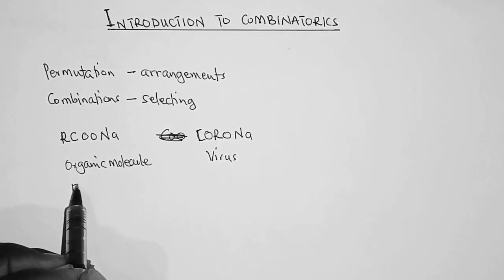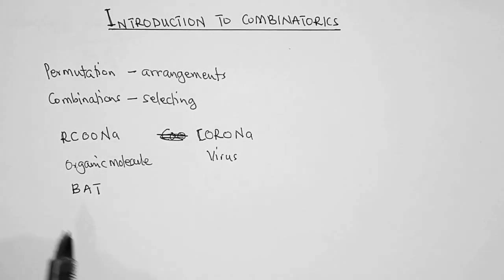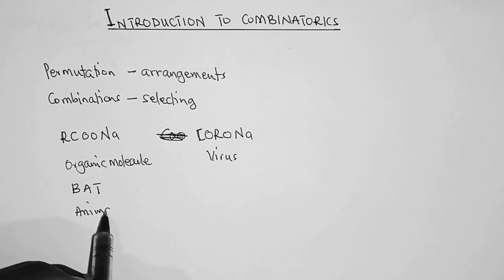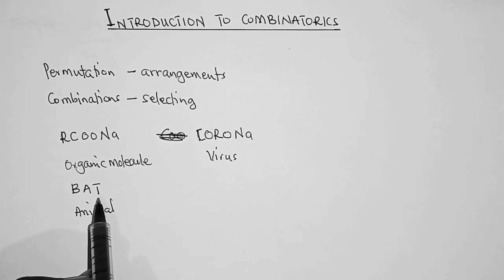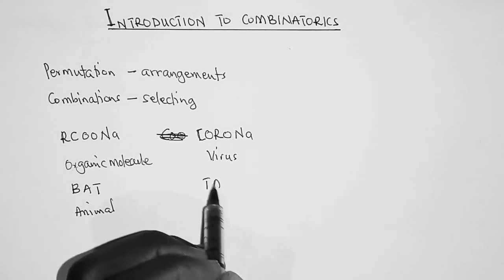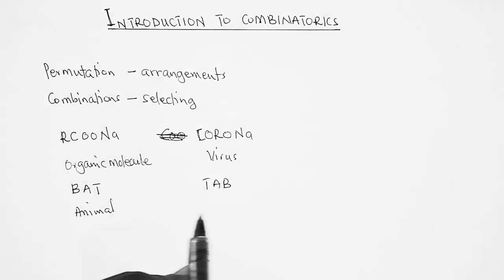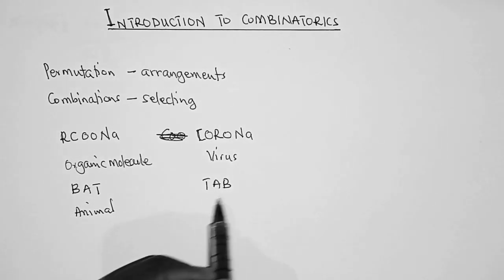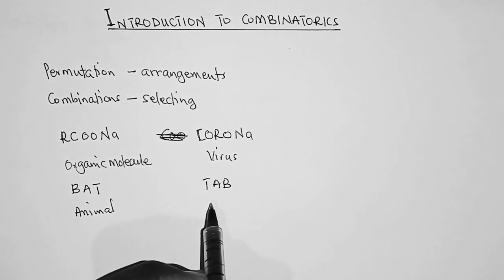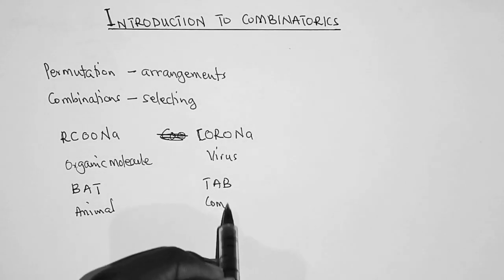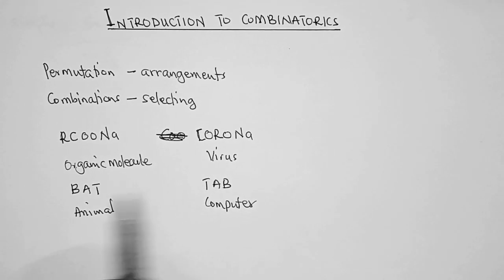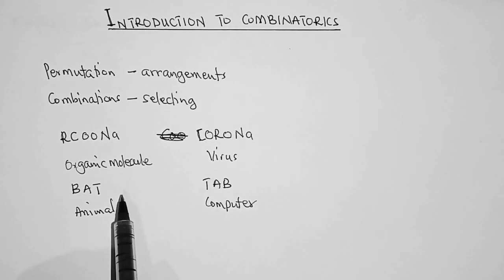Now, let's consider the word BAT. BAT is bat. A bat is an animal. Let's rearrange starting from the back. TAB. TAB is what? Tab. The tab key is a computer key. So this is in computer, whereas this is an animal. So you see that in just rearrangement, we have changed the meaning of the word. So the arrangement matters in this case as well.